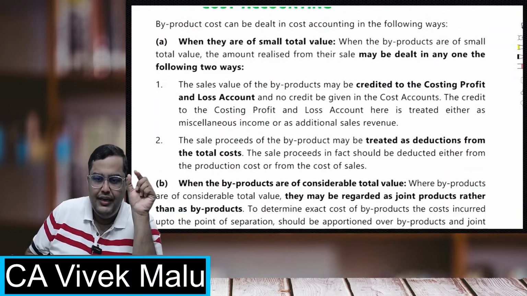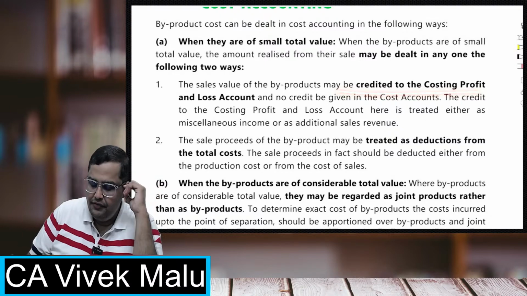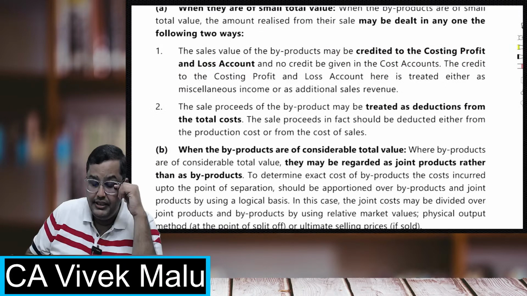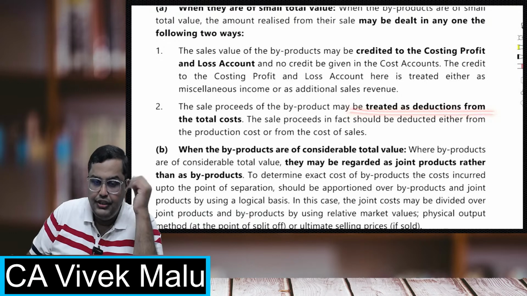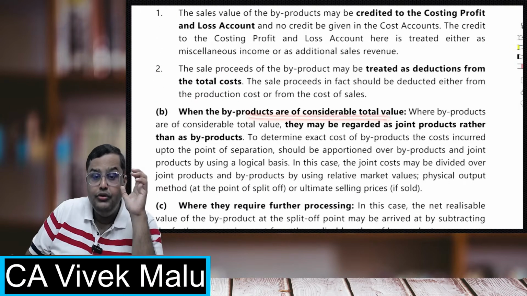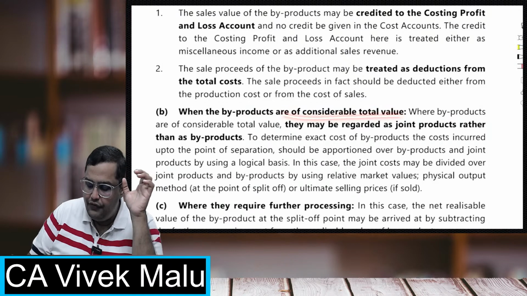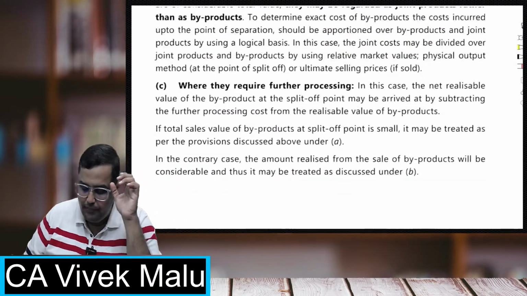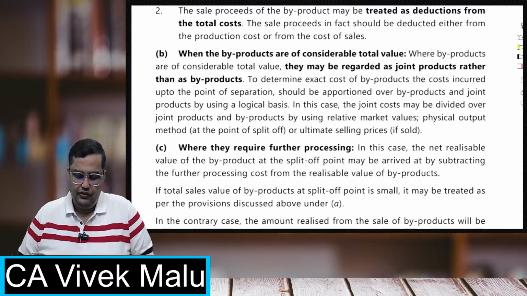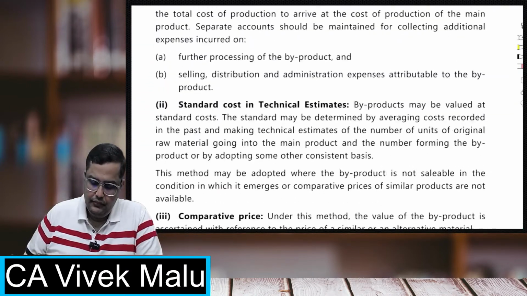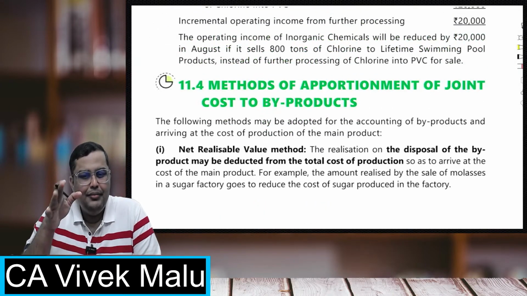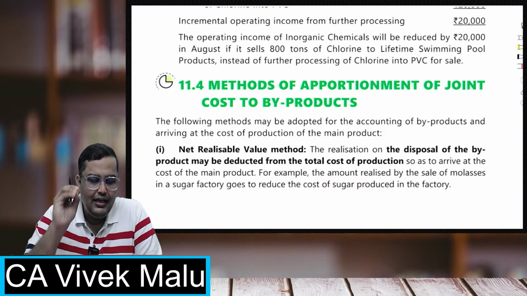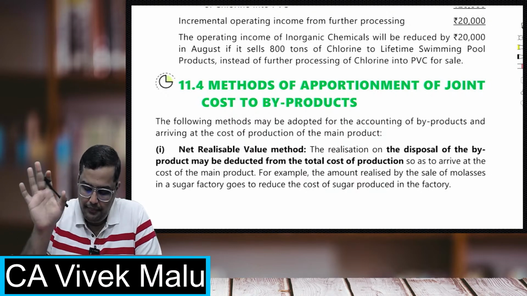Next, now seeing the treatment, if the amount is very small, we can credit it to costing P&L. We can also transfer it to other income. We can show it as a deduction from the total cost. This is the most followed method. And if the amount is quite large for byproducts, we may think of considering it as a joint product itself. So this is more or less the treatment. In general, what you have to remember is, if there is a byproduct, its NRV has to be reduced from the cost of production. Simple.